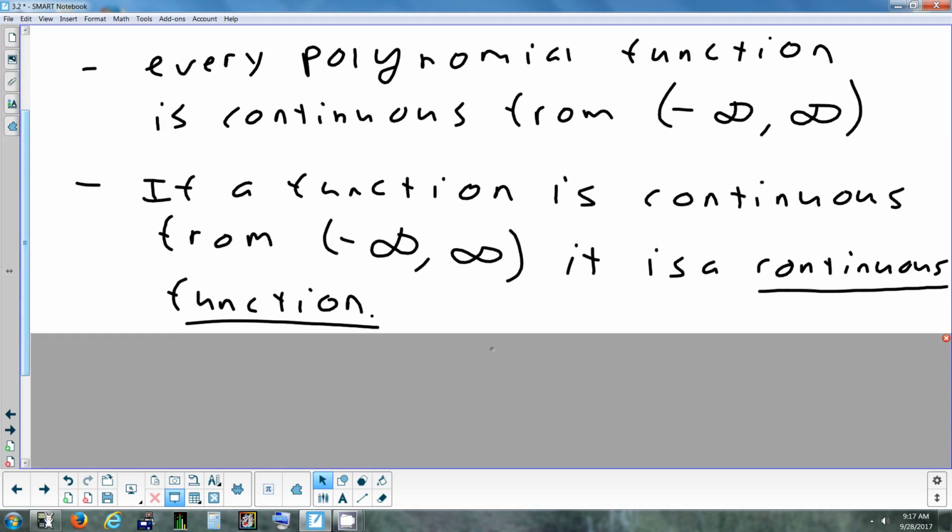Any questions on the difference between saying that something is continuous on an interval versus saying you have a continuous function?